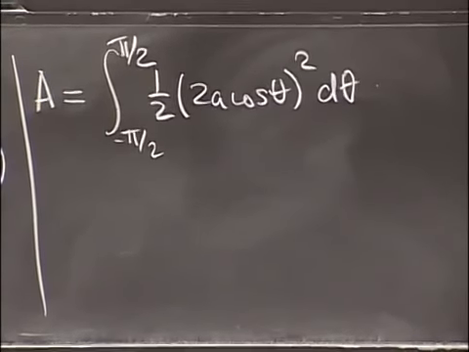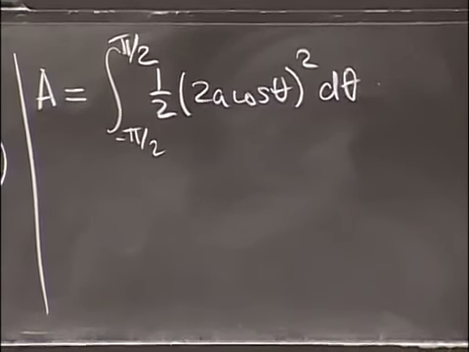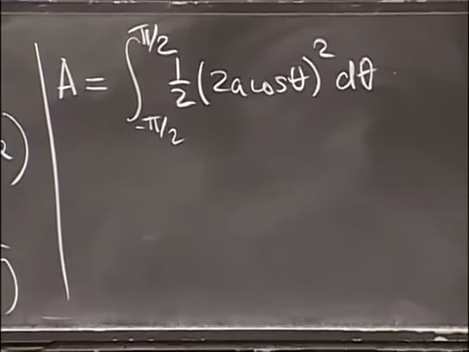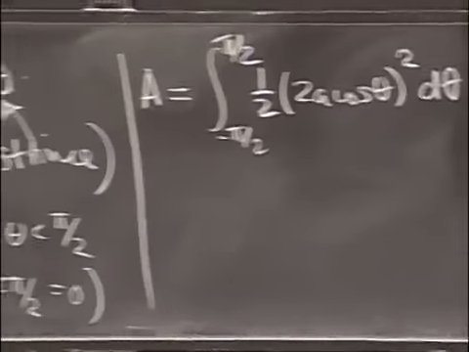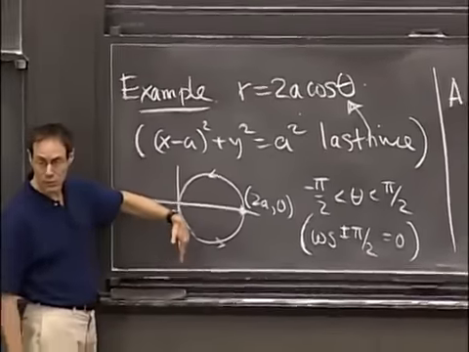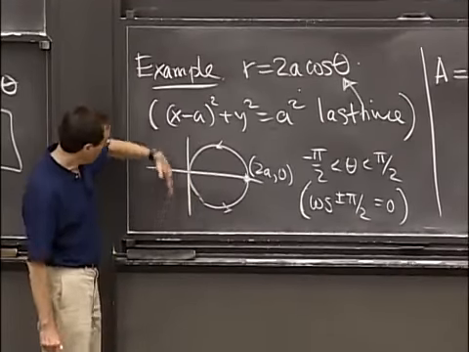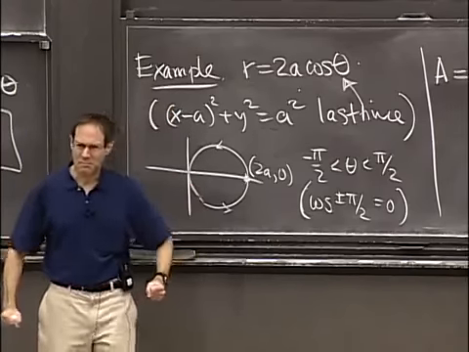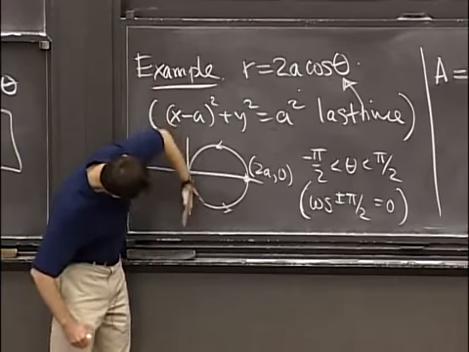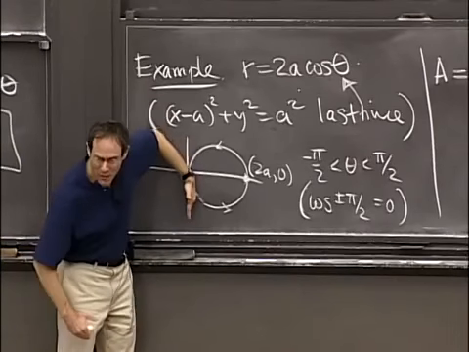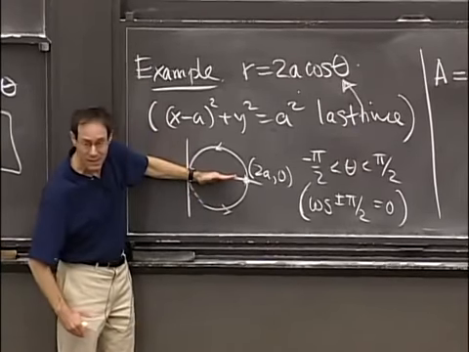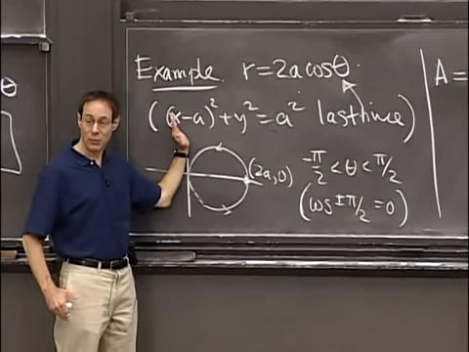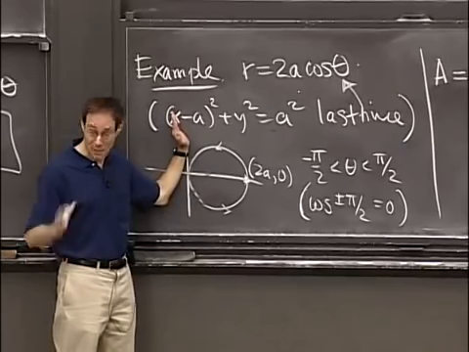Question? How do you know from looking at the picture that you're going from negative pi over 2 to pi over 2? I do it very much with my whole body. I say, here I am pointing down, that's negative pi over 2. I sweep up, that's 0, and I get all the way up to here, that's pi over 2. That's really the way I do it.